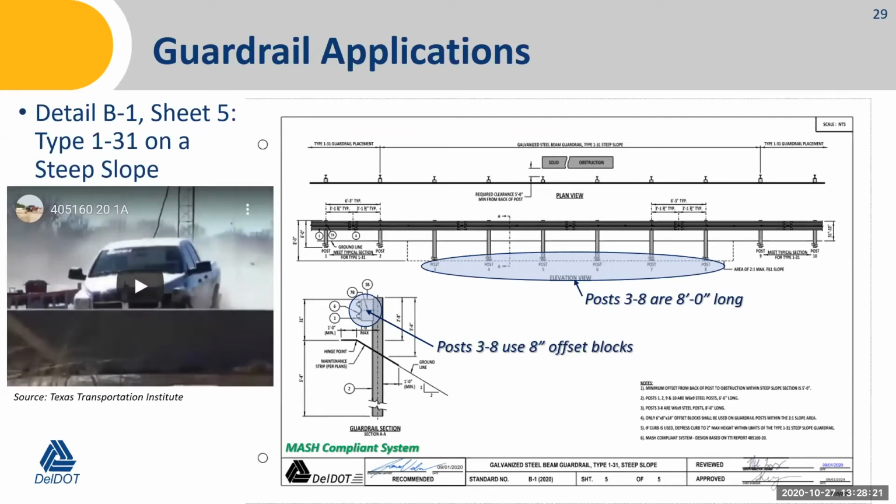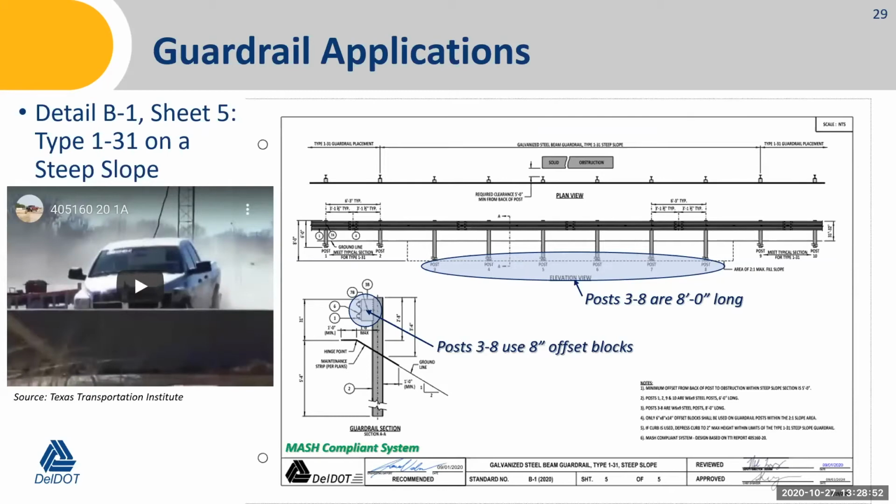Another new detail added in the B1 series is the type 131 on a steep slope. This allows us to install guardrail on a 2-to-1 slope, and the face of the rail is in line in this case. There is a maintenance strip called out, and it's per plans. If you have a maintenance strip on your plans, the detail shows where that maintenance strip gets installed.